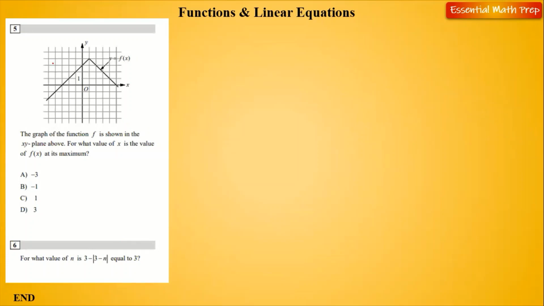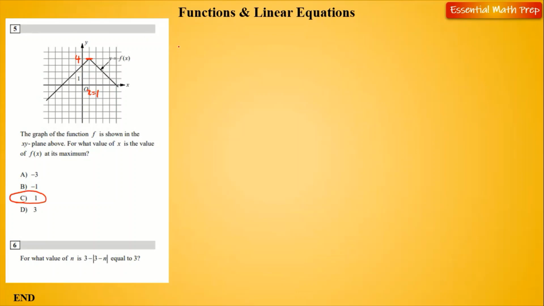Next, you're given a graph of a function, and you're asked for what value of x the value of f of x is at its maximum. This is the maximum value, which is 1, 2, 3, 4. So y equals 4 when x equals 1, and it's asking for the x value. So x equals 1 is when the function is maximum.